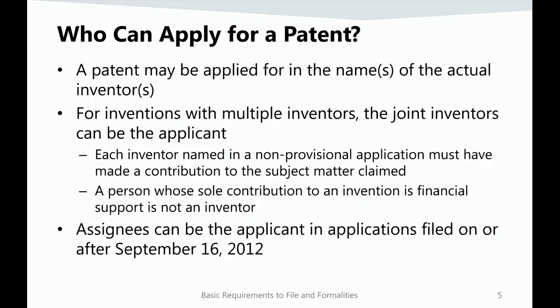For applications filed on or after September 16, 2012, 35 U.S.C. 118, as amended by the AIA, provides for assignee applicants as well as the traditional inventor applicant. However, this does not affect patentability analysis.